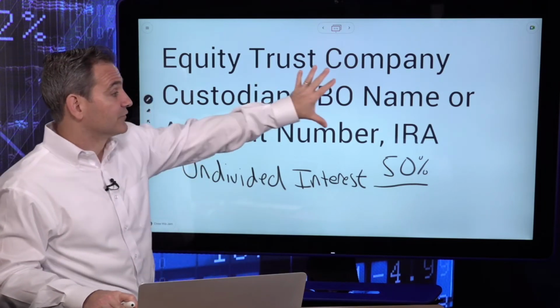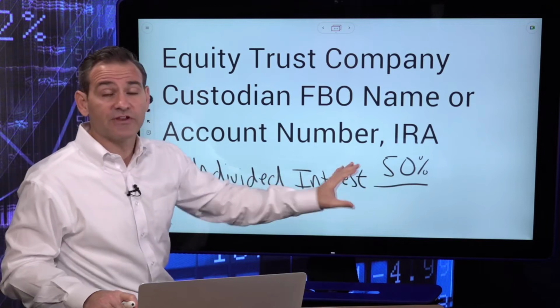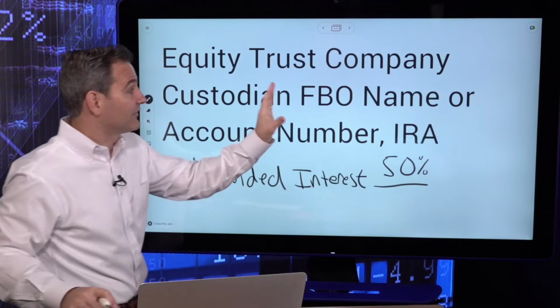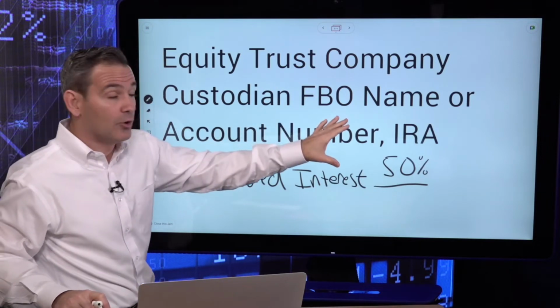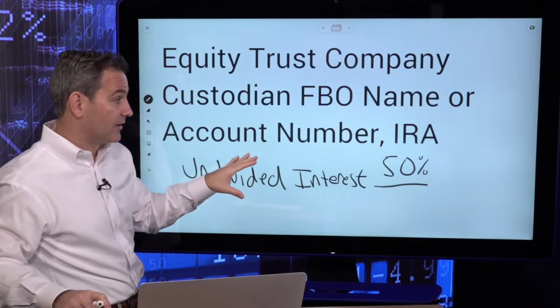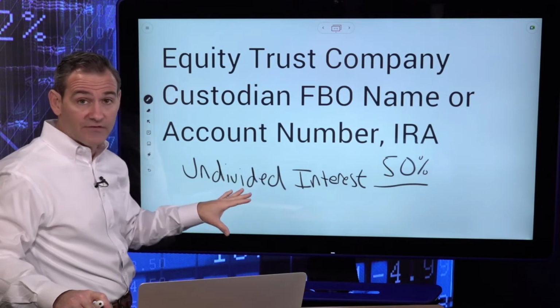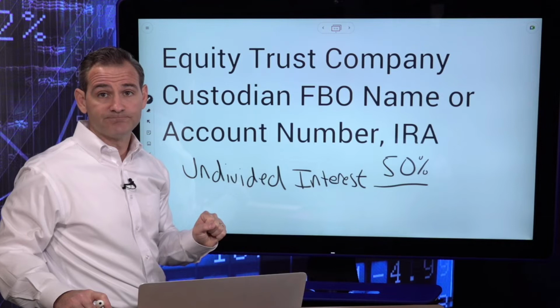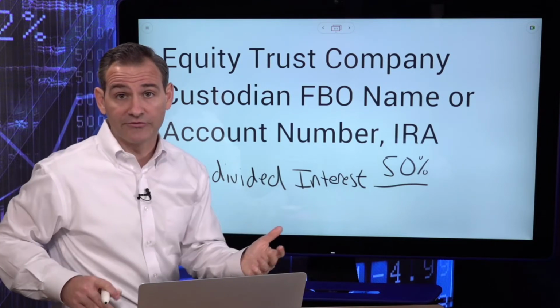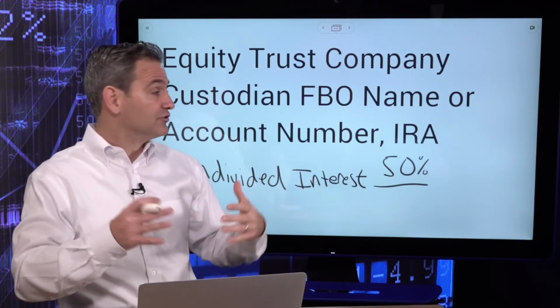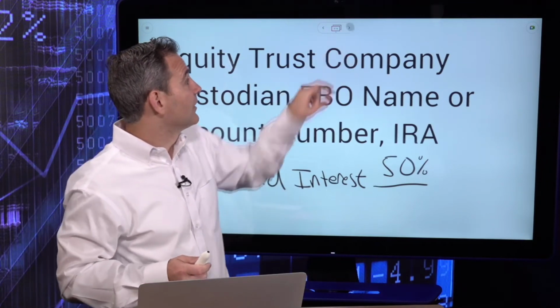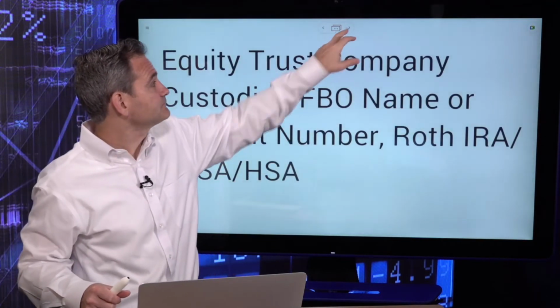So you have your first IRA, undivided interest 50%, and then you would just duplicate that. You would put Equity Trust Company, custodian, FBO, your name or account number, IRA, undivided interest, and then the second IRA's percentage. You might have multiple accounts, so maybe you have 3 or 4 different accounts, so you just rinse and repeat that same titling. Okay, so that's if you're going to partner multiple accounts together.